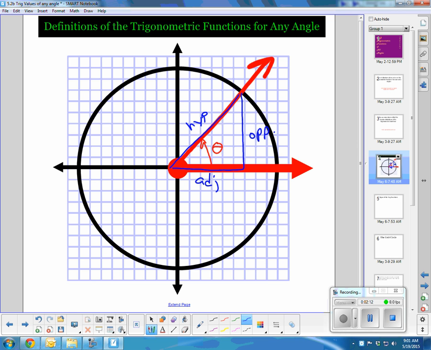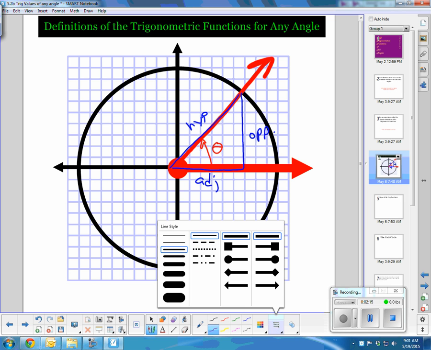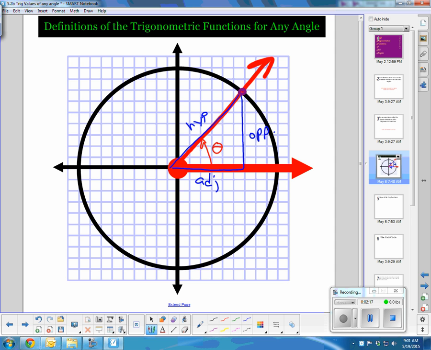So what we'll do here is we will say, well, you know what? The terminal ray intersects this circle at a point x, comma, y. Furthermore, the hypotenuse has the same length as the radius of the circle, r. So from the center of the circle to this point of intersection, while it is the hypotenuse of the triangle, it is also the radius of the circle.